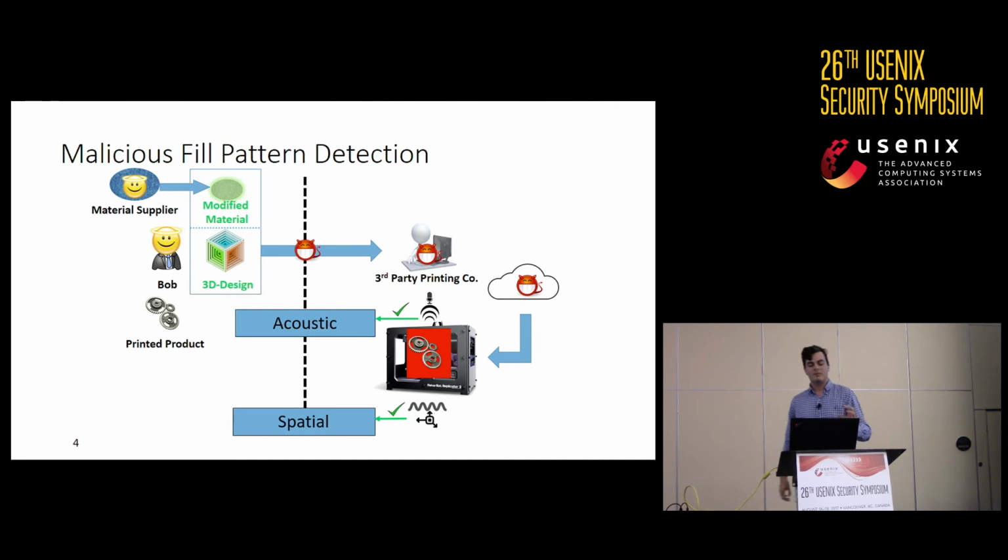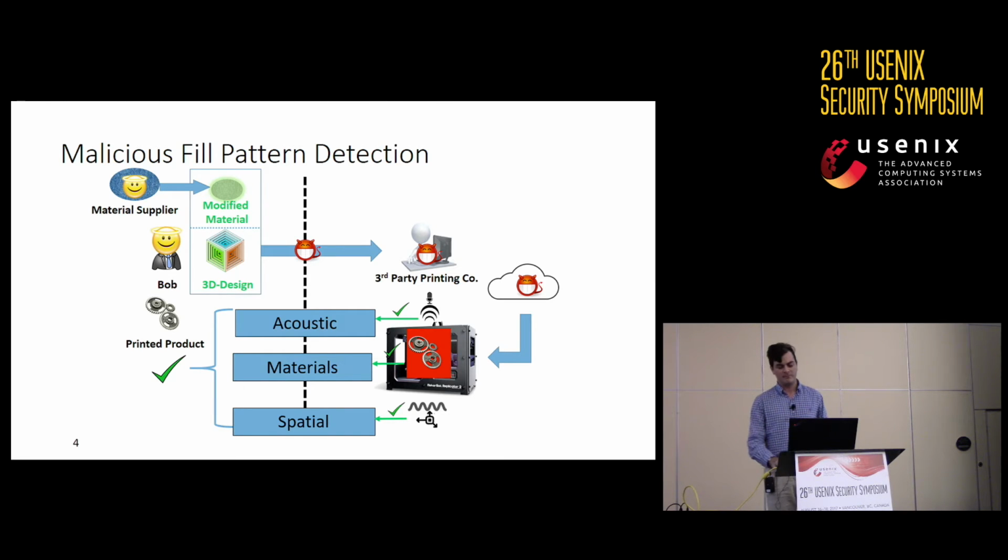And finally, Bob may be able to work with a trusted material supplier to send some type of embedded material over to the third-party printing company. And we can use some fancy material science that we'll talk about later to further verify that the print is what Bob expects. So putting all these together, we form what we call a 3-layer approach.